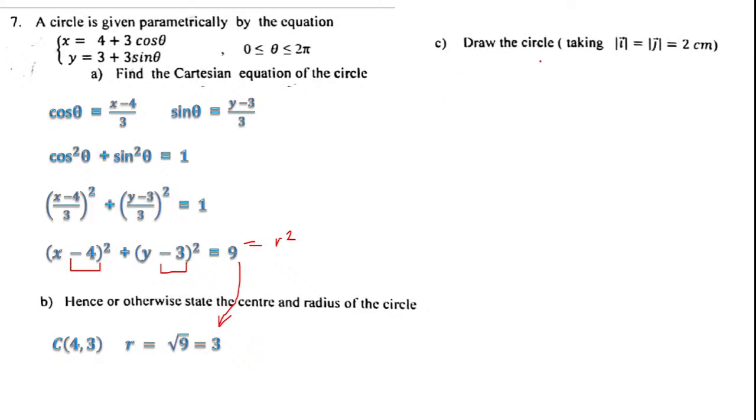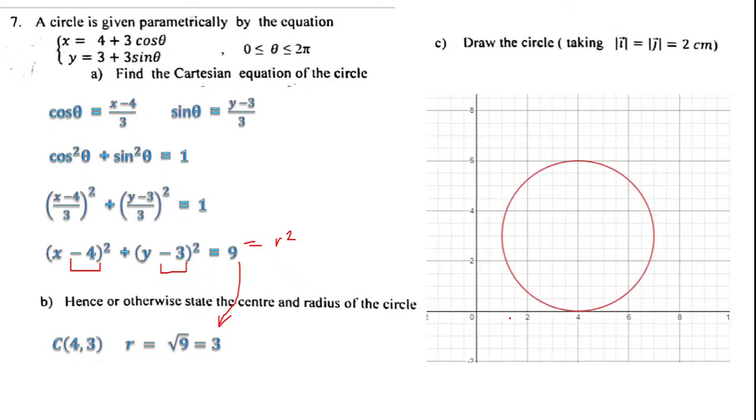Now part C: draw the circle taking i equals j equals 2 centimeters. This is very important because they want us to take 2 centimeters to represent 1 unit on both axes. So this is what I have. If you look at my diagram, this will be 1, 2, 3, 4, 5, and so on. And equally here I have 1, 2, 3, 4, 5. What have I done? From 0 to 1 is 2 centimeters. These 2 centimeters represent 1 unit.